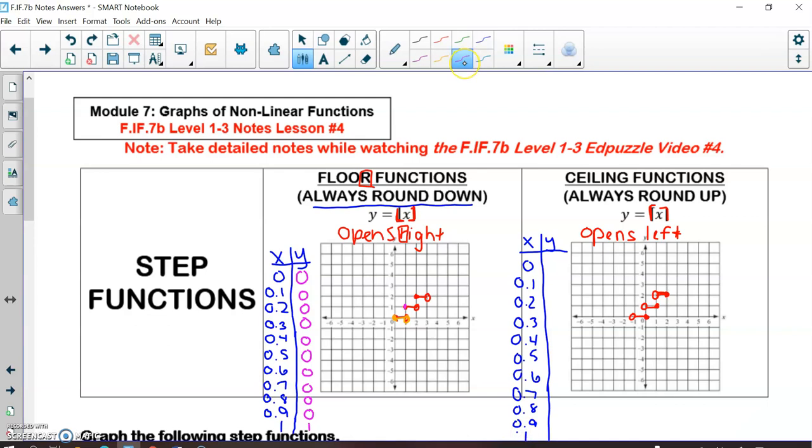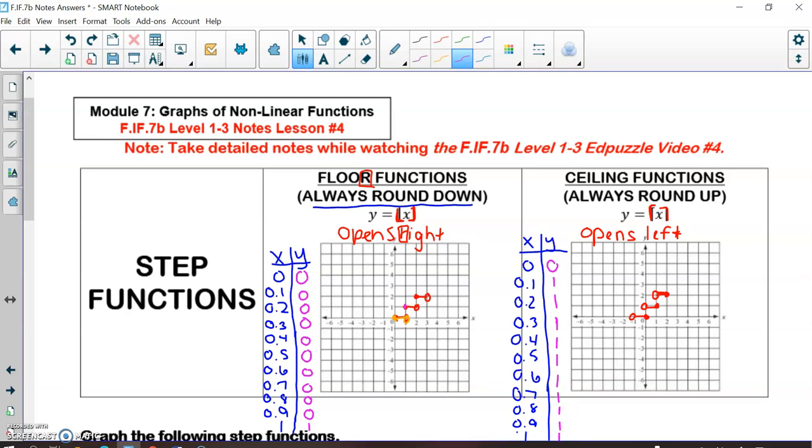Okay, so if I have an x value of 0, well, it's a whole number, so we just have a y value of 0. But if I have an x value of 0.1 and it's a decimal, then you round up always. So this rounds to 1. 0.2, we round up for ceiling functions. That rounds to 1. 0.3 rounds to 1, and so forth. We can round each of these to 1.